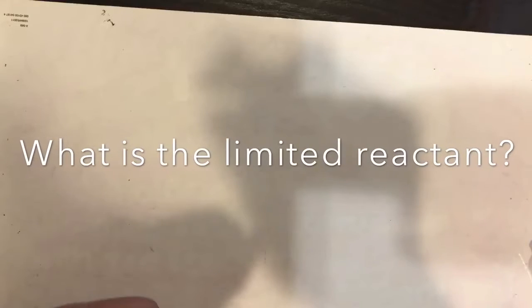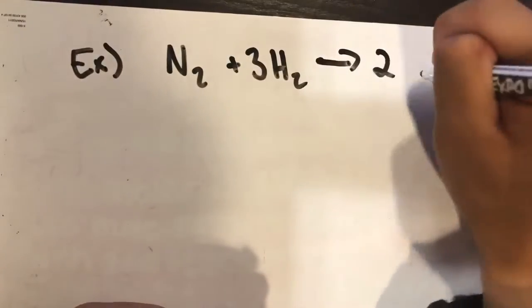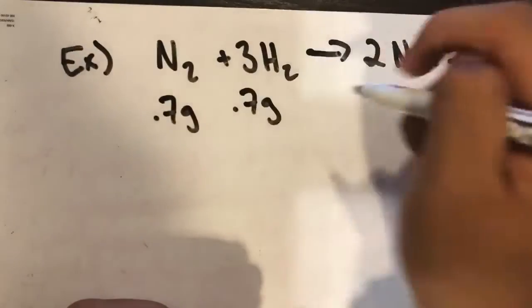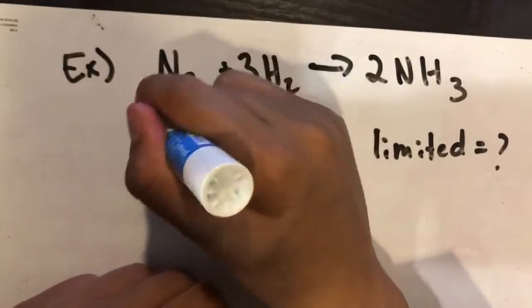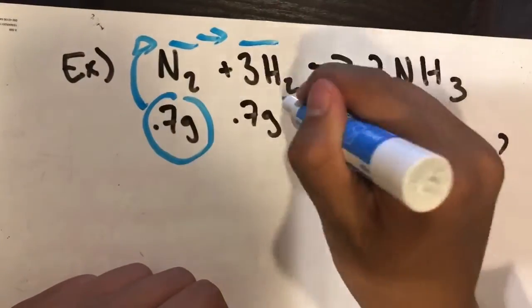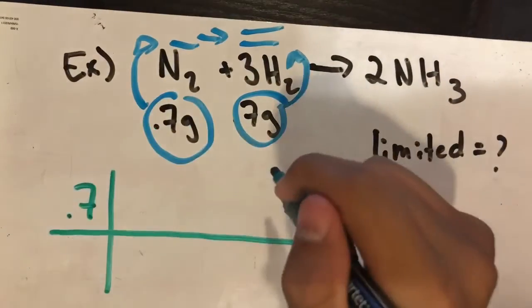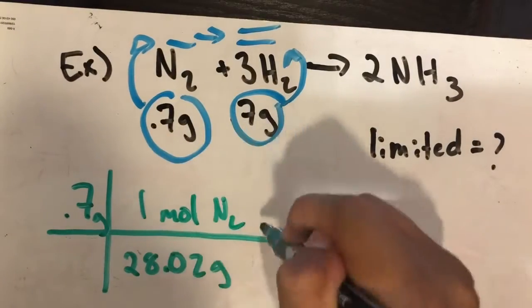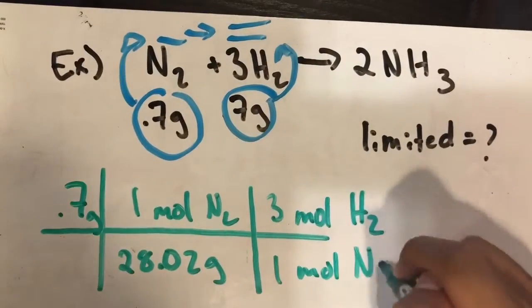Limiting reactant is the reactant that will be exhausted first. For example, we have N2 plus 3H2 is turned into 2NH3. If there are 0.7 grams of both reactants, which one is the limiting reactant? We find the moles of N2 using the 0.7 grams, then we use the mole ratio to compare it to H2. Next, we find the moles of H2 using the 0.7 grams again, and we compare the two. Whichever one of the two is smaller, it is the limiting reactant.